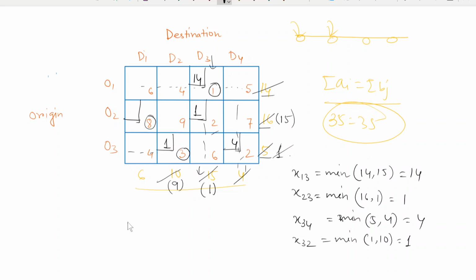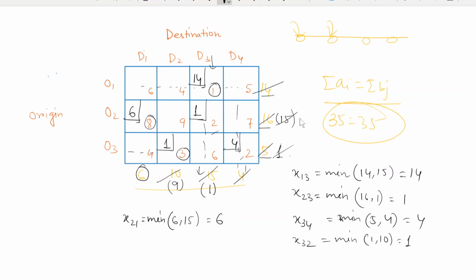This is the cell x21. So x21 is equal to the minimum of the demand of the destination D1, which is 6 units, and the availability from the origin O2, which is 15 units. So this is the minimum of 6 and 15, which is 6 units, so we allocate here 6 units. And now the demand for the destination D1 is exhausted.